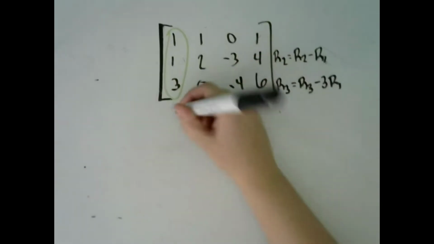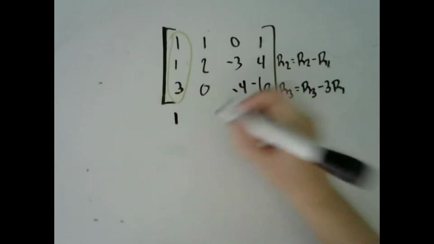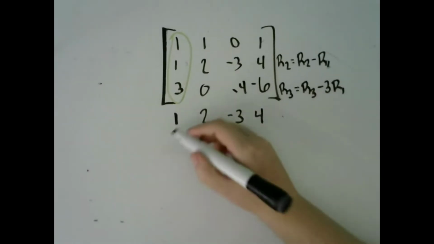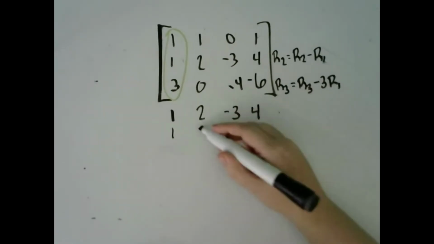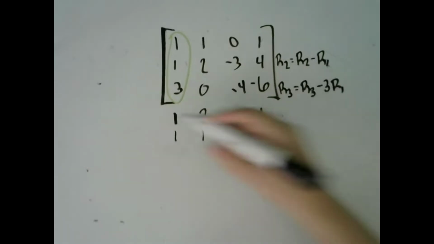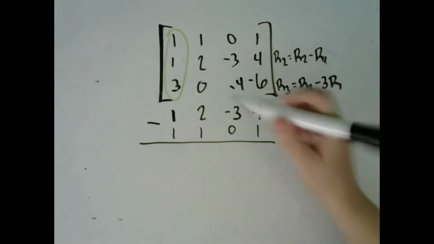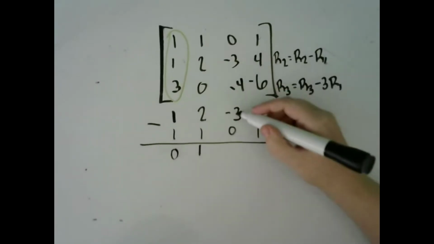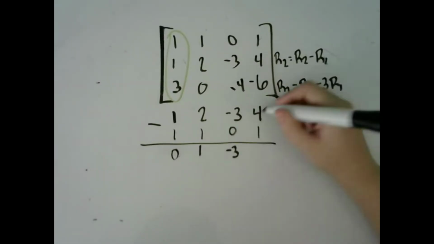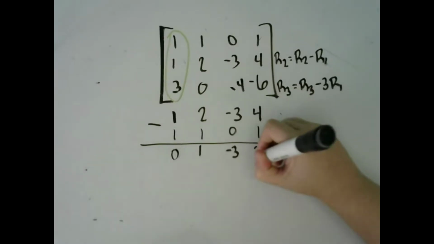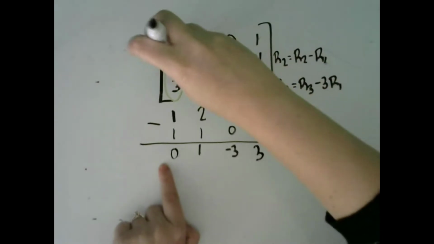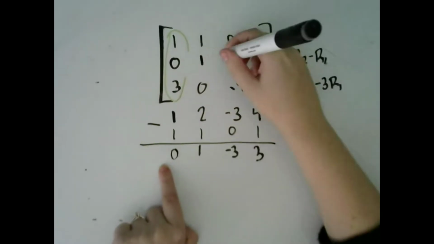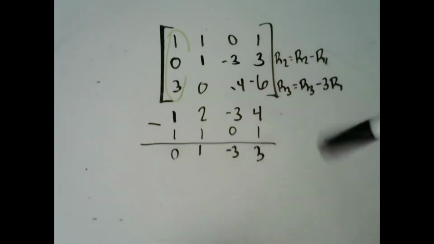Underneath my matrix, let's copy down row 2. We have 1, 2, -3, 4. And then row 1 is 1, 1, 0, 1. And we need to subtract these rows together. 1 minus 1 is 0. 2 minus 1 is 1. -3 minus 0 is -3. And 4 minus 1 is 3. This row will now be the new row 2. And the benefit to using the whiteboard is that I can just replace this row myself.